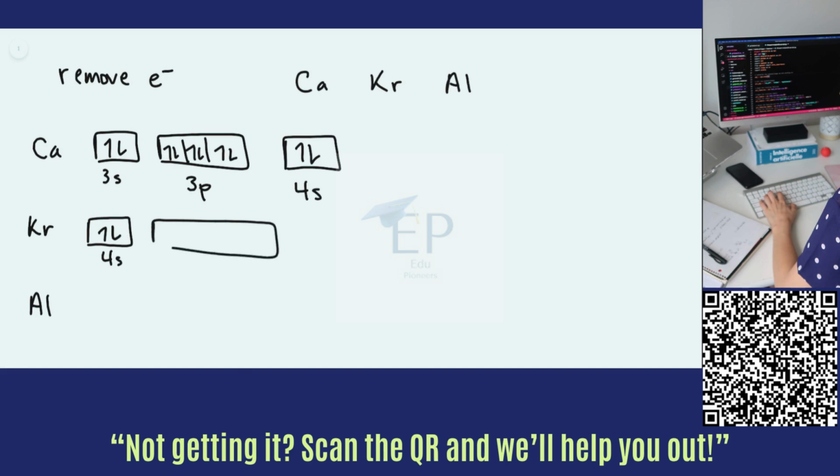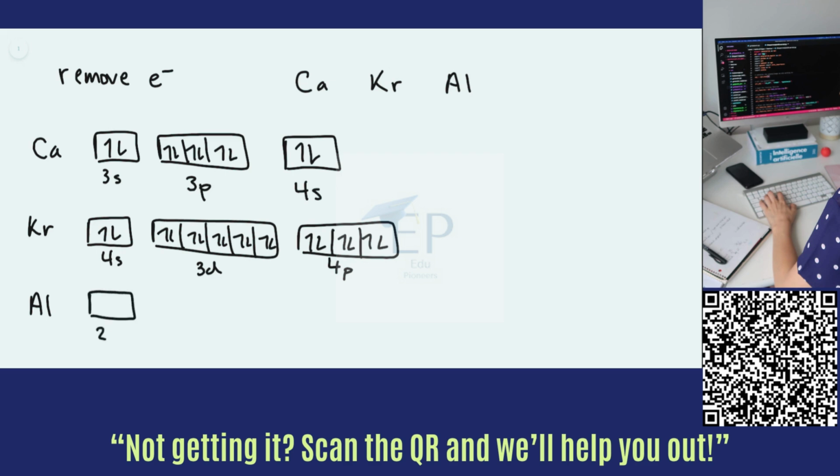So it'd have 4s2, 3d10, and then it'll finally have a full layer of 4p6. All right. And then finally, let's do the same thing for aluminum.